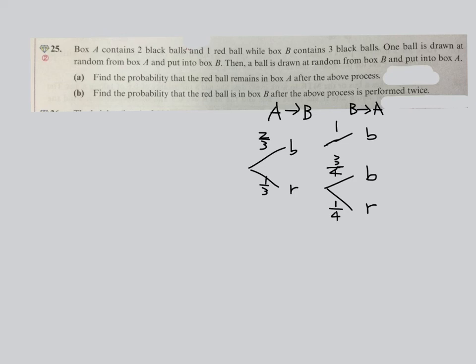Now, which is the case we want in the question? The probability that the red ball is in A. If I didn't move the red ball, that means in this case, the red ball will be in A. If I move it to B and then move it back, this case is also in A. So the final answer is 2/3 times 1 plus 1/3 times 1/4. The answer you get is 3/4.